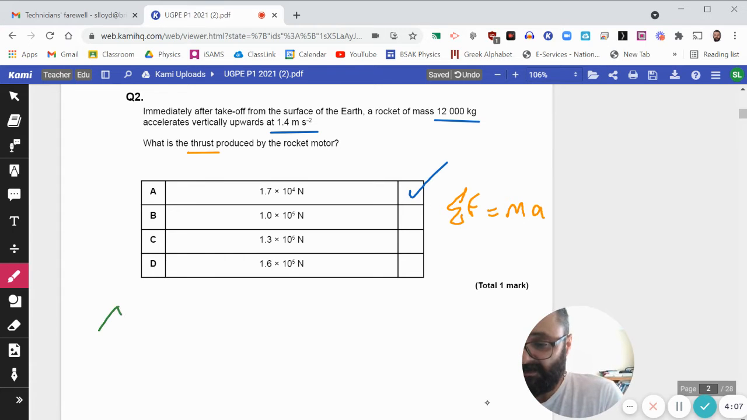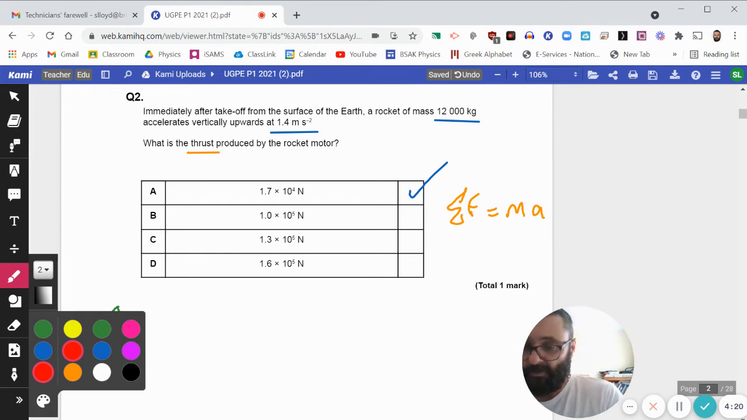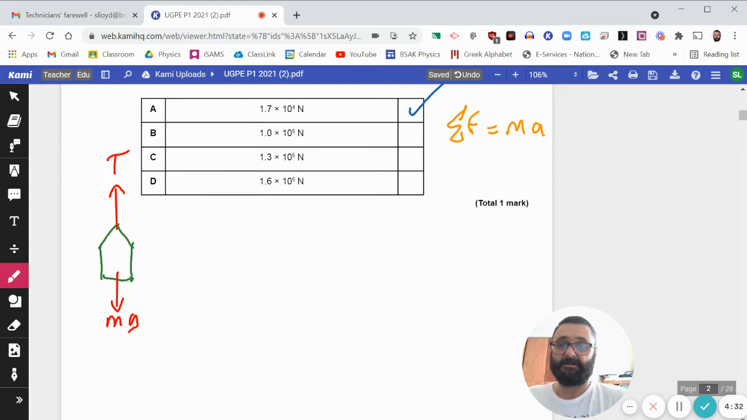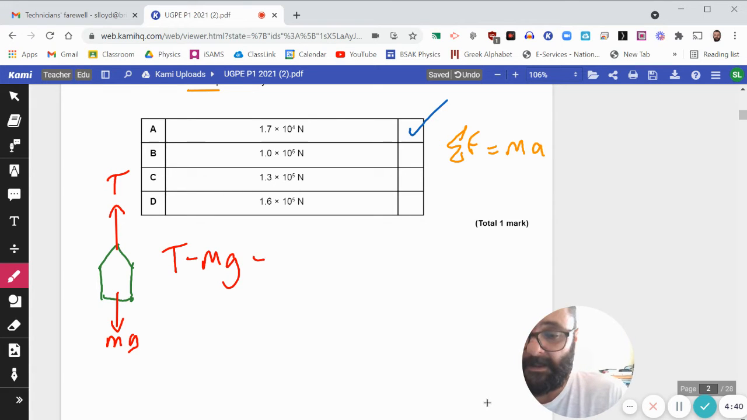So if we draw a little sketch, you always draw a sketch, even with the simplest questions, especially in mechanics. Right, so what forces have we got? Well, we've got the thrust, but what else is there? Weight. There's the weight of the rocket going vertically downwards. So, sigma F now is T minus mg equals mass times acceleration.